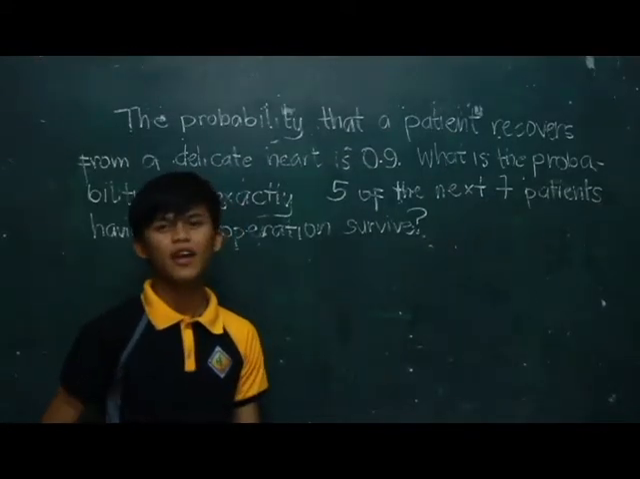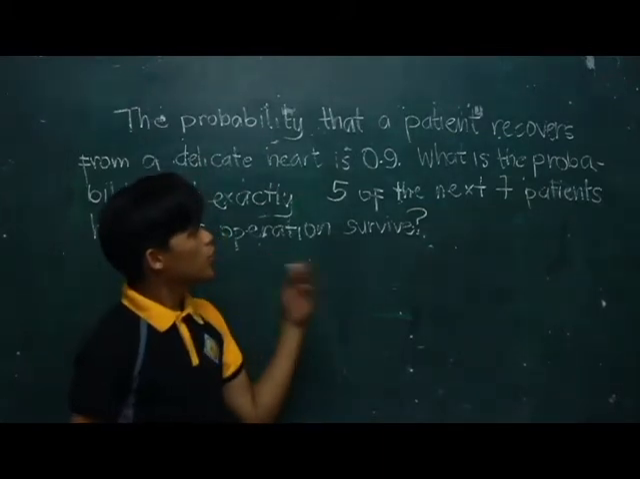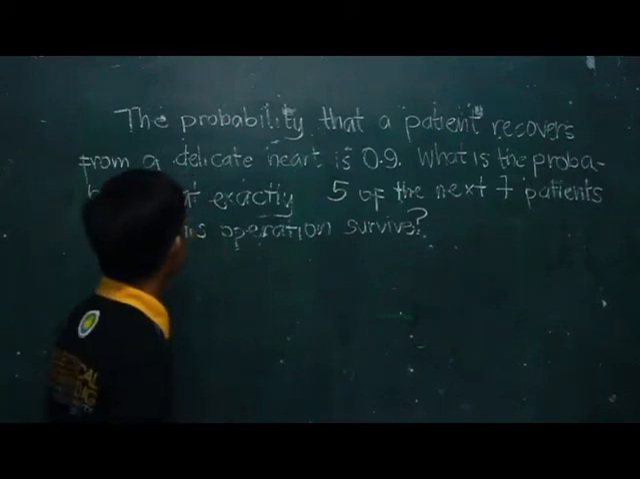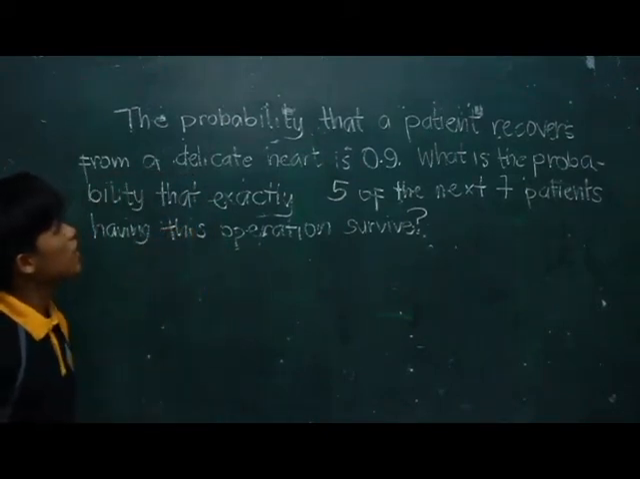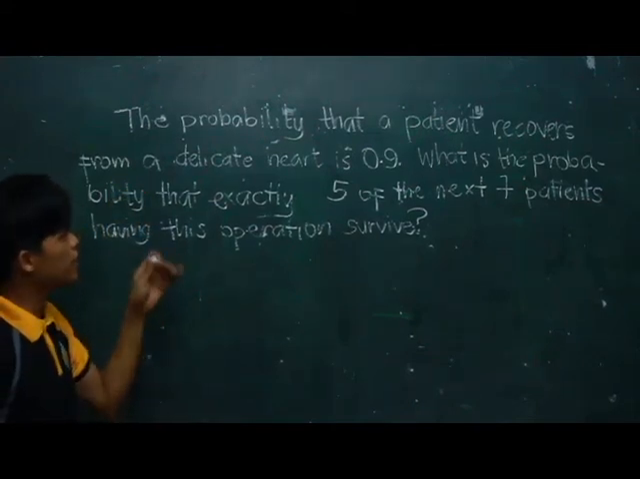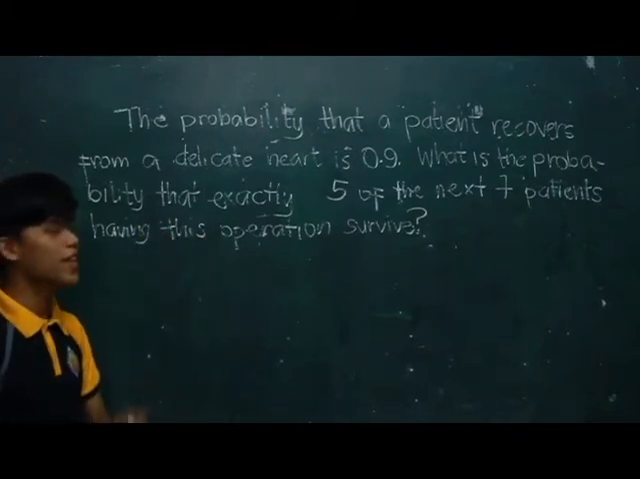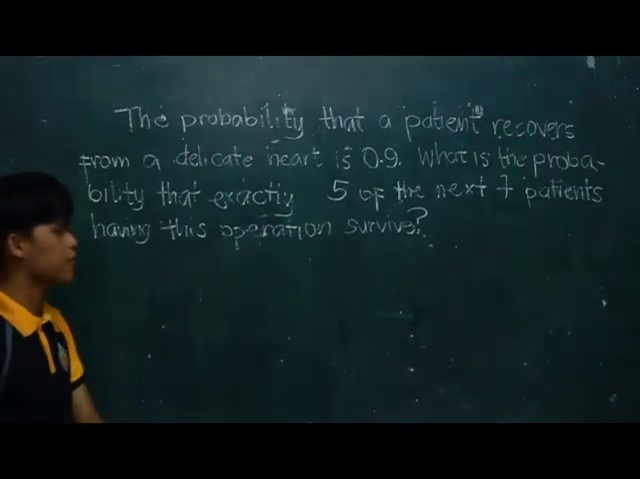Good evening, I am Jonas again, your reporter of the day, and we will discuss another sample of binomial distributions. So our problem, here it is. The probability that a patient recovers from a delicate heart operation is 0.9. What is the probability that exactly 5 of the next 7 patients having this operation will survive?